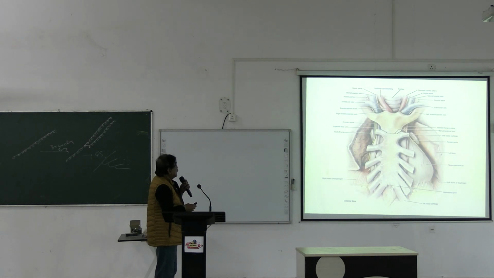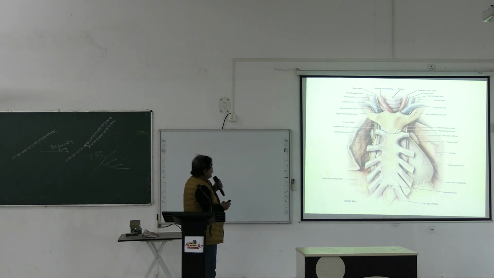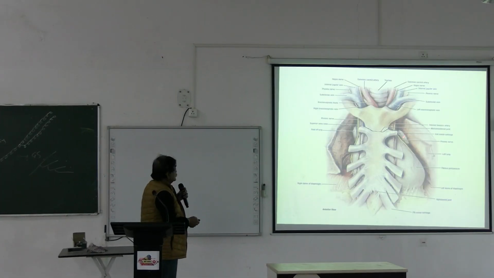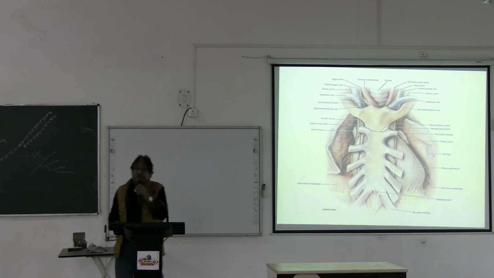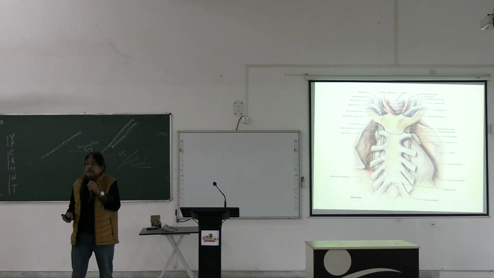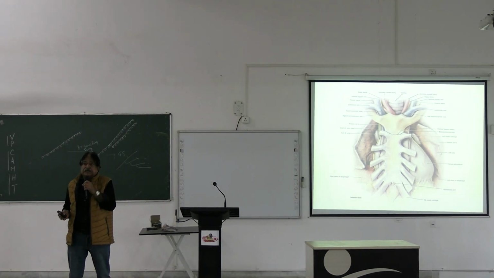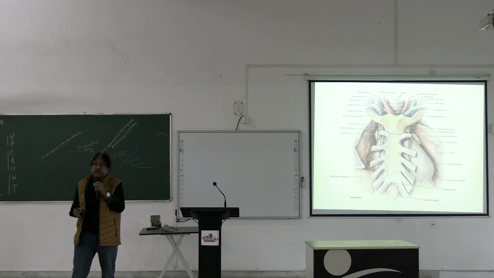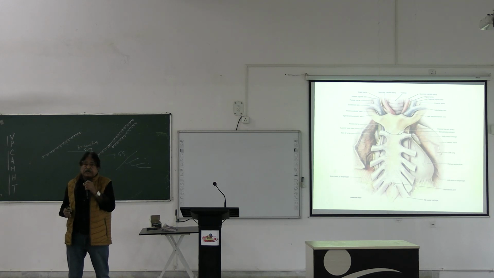Now, this is the picture where the sternum and the middle mediastinum, you can see the position of the heart. This is the heart. Most of the time, you will be seeing the heart on the left side, but occasionally it can be on the right side, and that feature is known as dextrocardia.